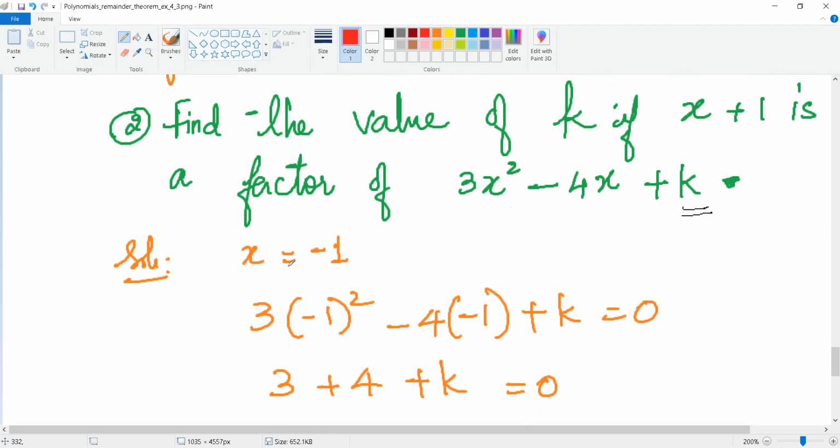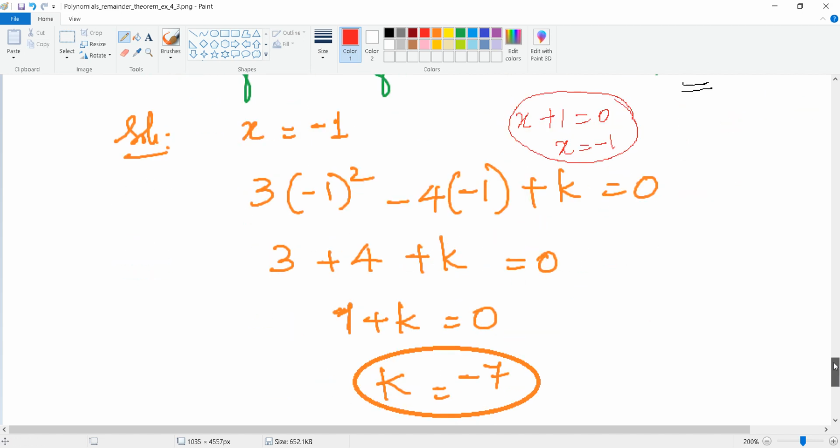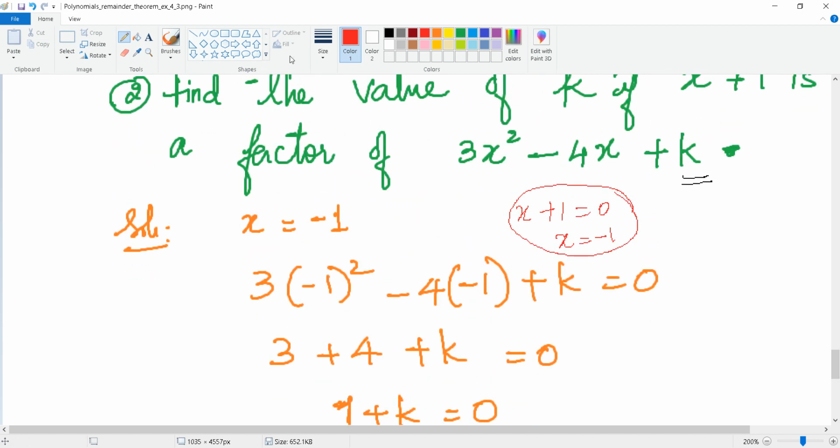So here we have x plus 1 is a factor, they are saying, right? So then you take x equals minus 1. How do you do that? x plus 1 equals 0, so x equals minus 1. So this is how you get this x equals minus 1. Now we substitute this minus 1 into this 3x square minus 4x plus k. So let's substitute 3 times minus 1 the whole square, minus 4, again for the x you put minus 1, plus k.